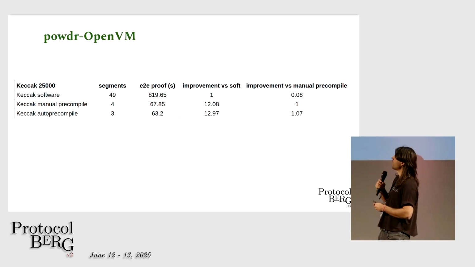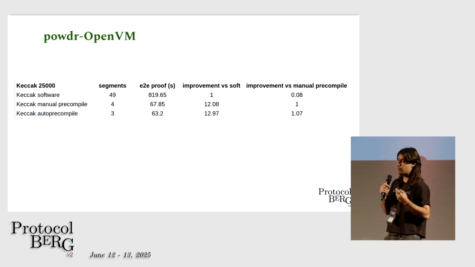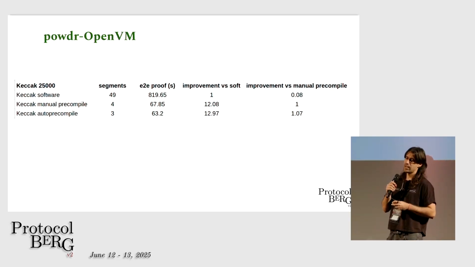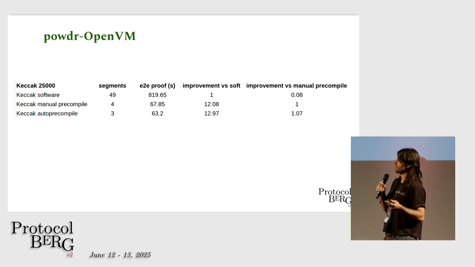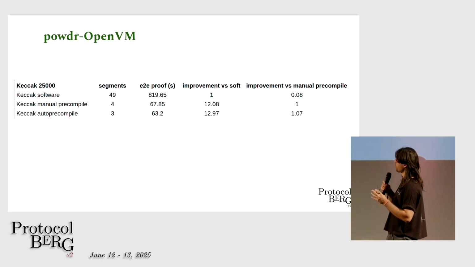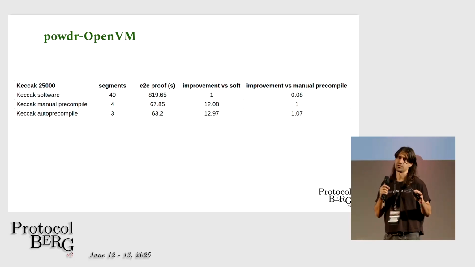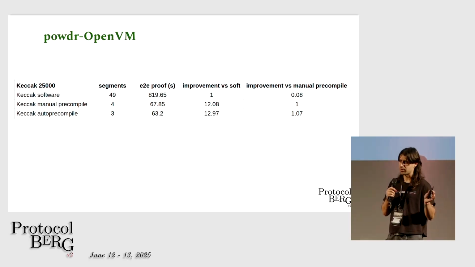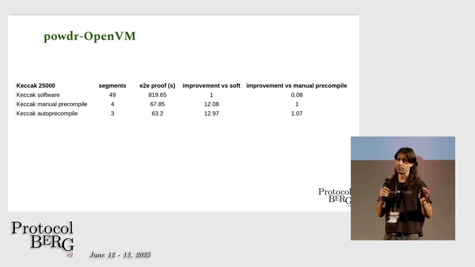And so we have implemented our auto precompile module inside OpenVM, which is a RISC-V-based general purpose zkVM. The main experiment here is 25,000 iterations of Keccak written in Rust. The first row is the pure software version. We have a Keccak program in Rust that uses the tiny Keccak library. We want to make a bunch of Keccak computations, and there are no precompiles at all.